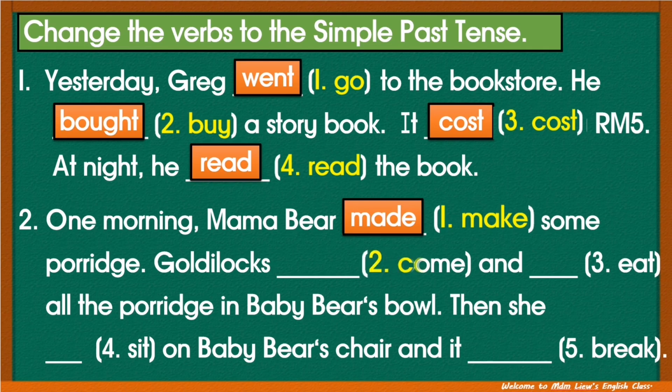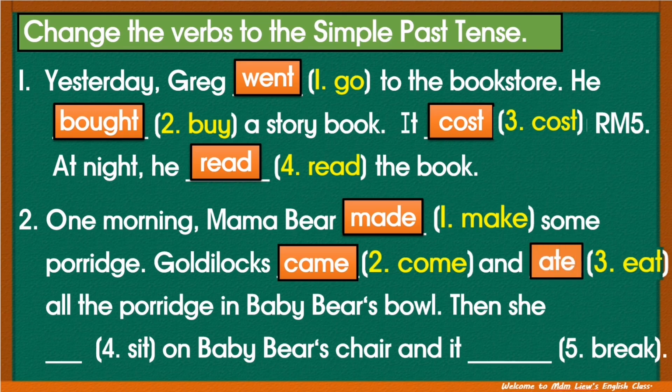Goldilocks come. What is the past tense of come? Yes, came. C-A-M-E. Came. Come becomes came. Goldilocks came and eat. Can you guess the past tense of eat? It's ate. A-T-E. Ate. Eat becomes ate and ate all the porridge in Baby Bear's bowl.